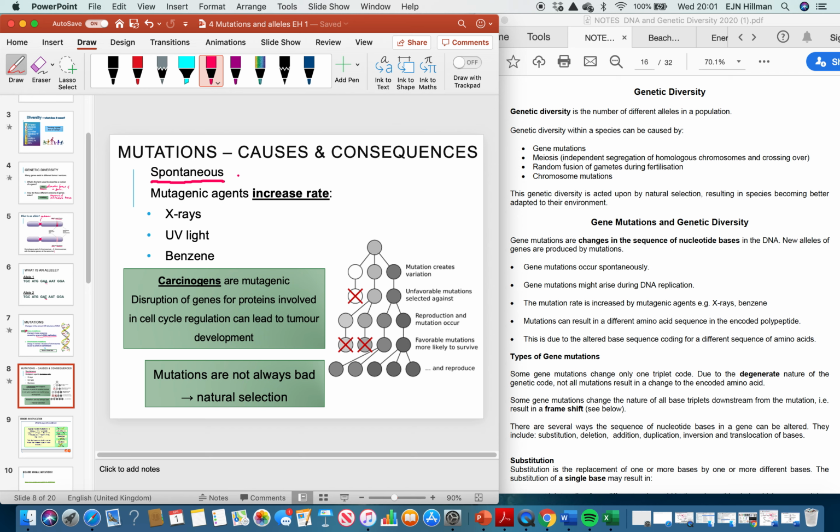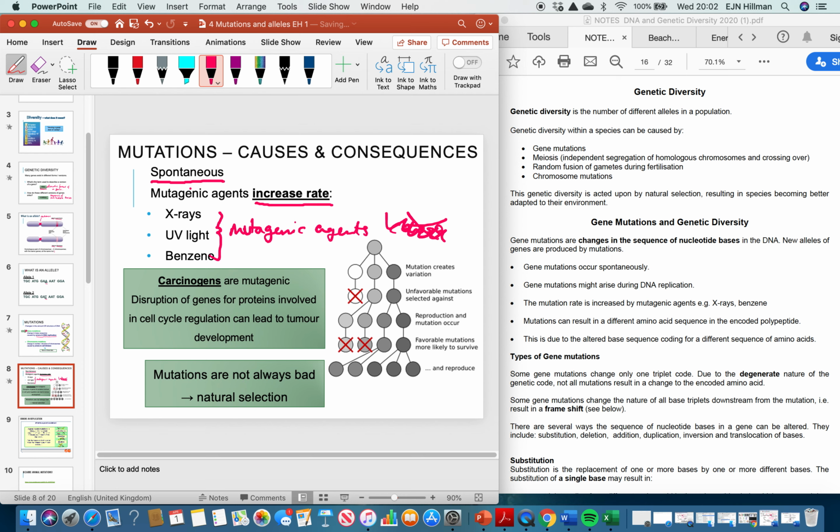We would never say that, for example, X-rays, UV light and benzene, which we refer to as mutagenic agents, cause a mutation. They don't cause it, that is all kinds of wrong, because mutations happen anyway. But what they do is increase the rate at which mutations take place.